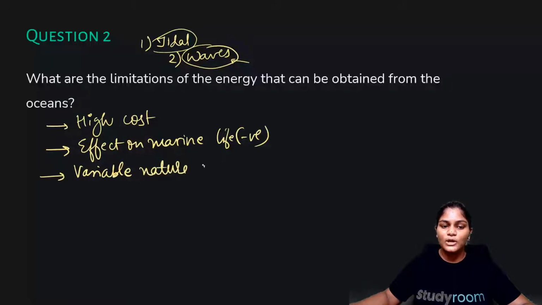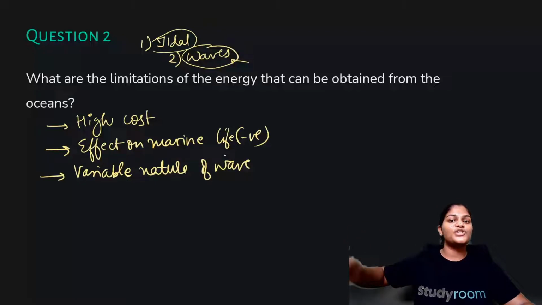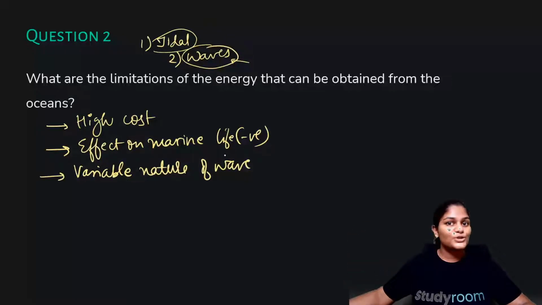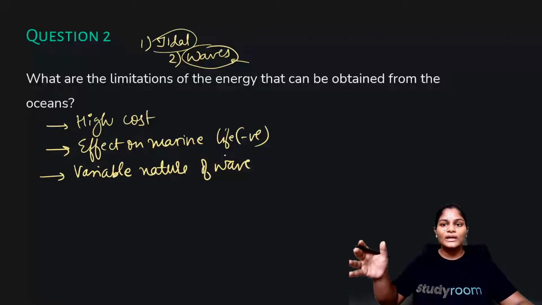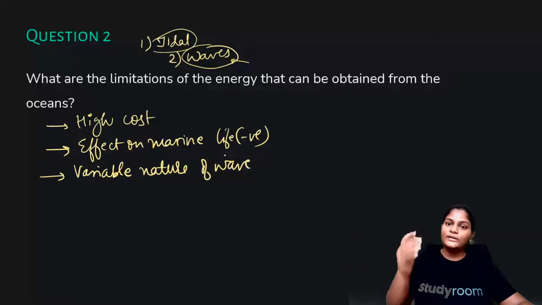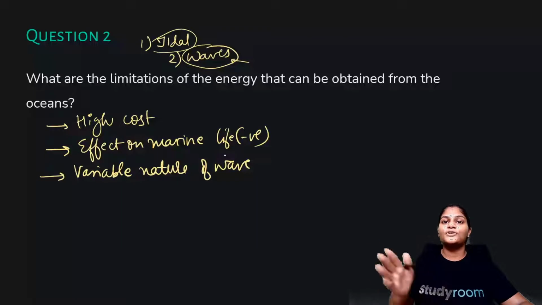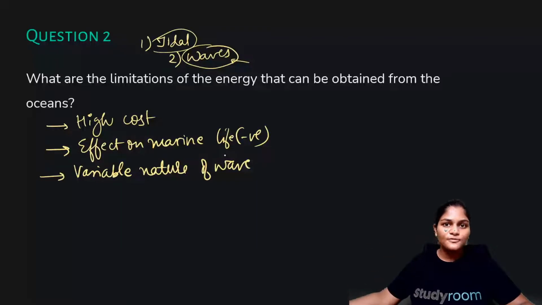So you can't give anyone this target. Yeah, today we are going to generate this amount of electricity, because if the waves are in full force that day, you would not get any electricity. So that is why it can't be absolutely fixed. So that is another con.